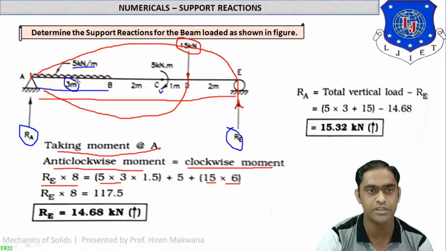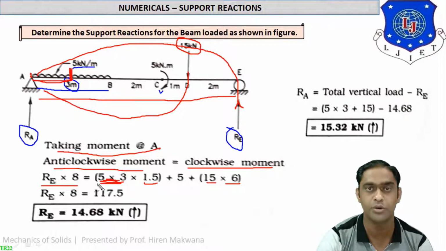Now concentrate on this UDL. 5 into 3 means 15 is the total load. Always remember that UDL, after solving UDL, it will act at the midpoint exactly like this as shown in the figure. So from the midpoint, this distance will be 1.5 meter. So 5 into 3 is the UDL, solution of UDL, and 1.5 will be its distance.